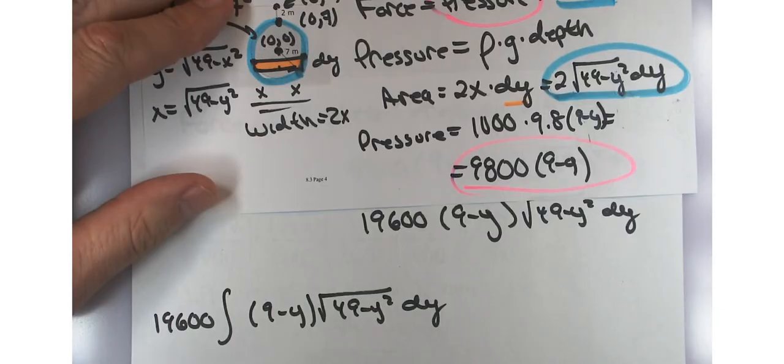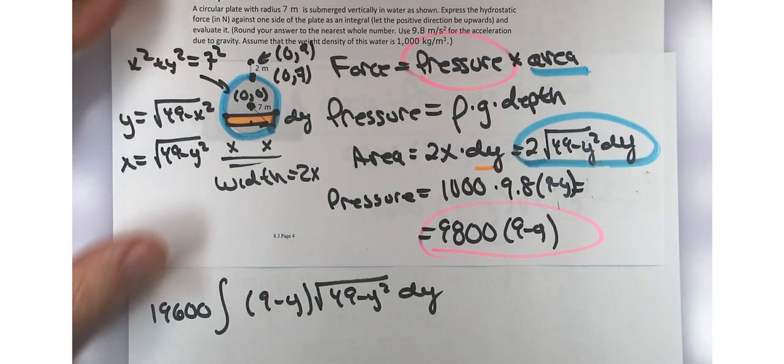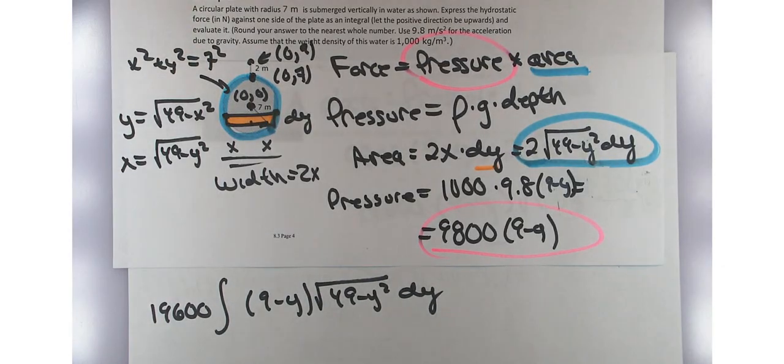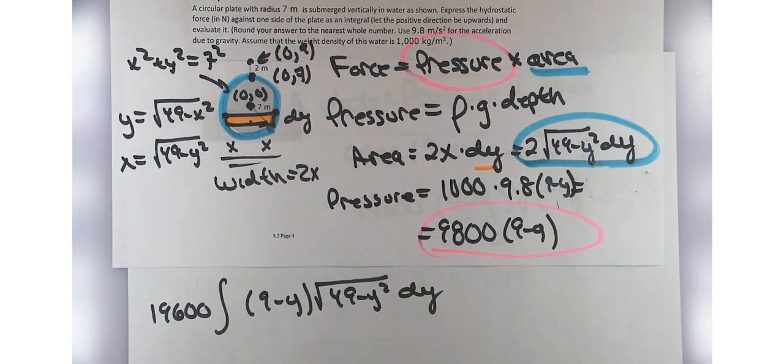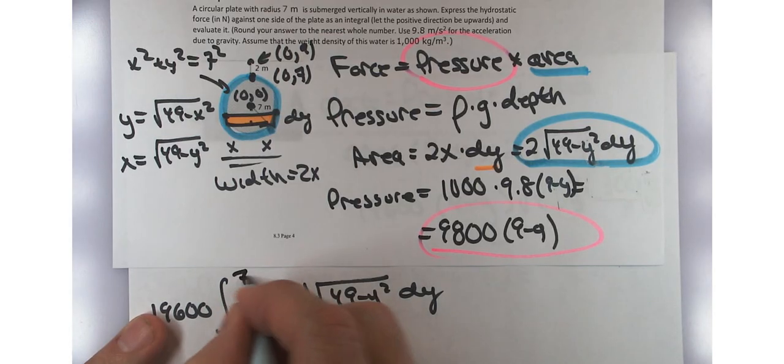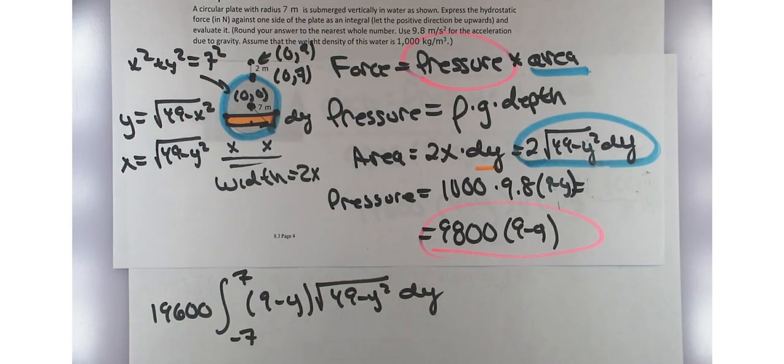But the good question is, what are my limits of integration going to be? Where can I take this slice? Negative 7 to 7. And there's something very nice about that -7 to 7.